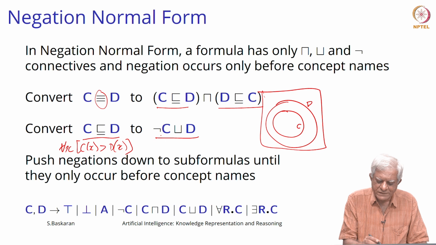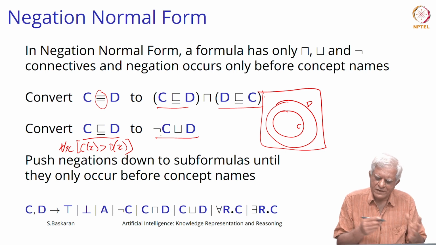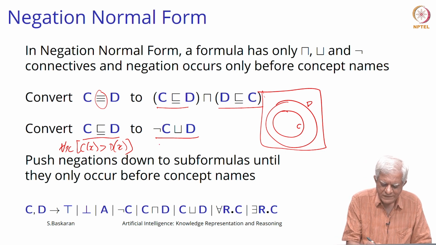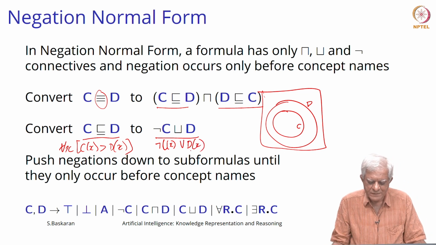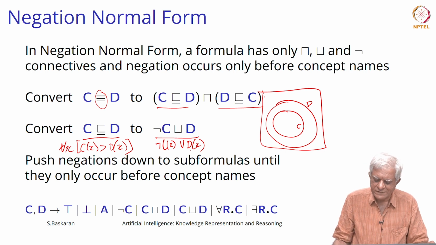Now, what have we done here? We have said complement of C union D, and if you correlate this with logic, you will associate it with not C(x) or D(x), which as you know is a way of writing the implication. You can write it as a disjunction as well.